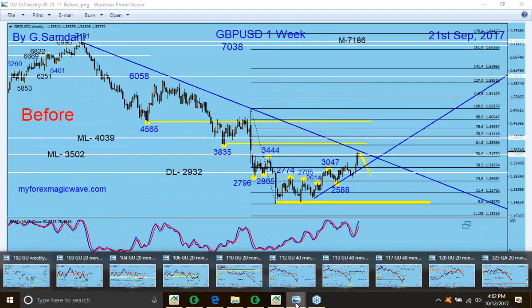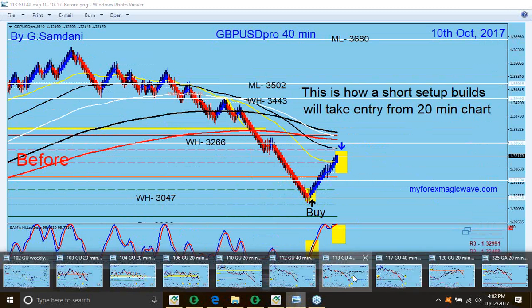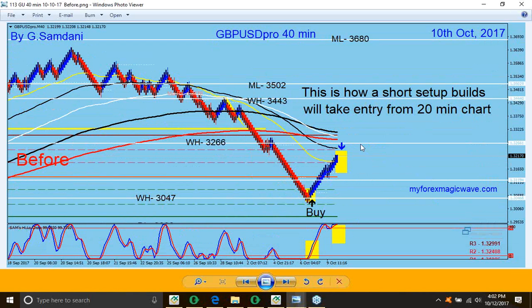So anyway, I made this chart to show this is how the setup builds, and once the entry shows up, I'll take it from the 20-minute chart. Because on the 20-minute chart, I only have to use an SL of 25 pip. If I take entry and then wait for a reversal candle on a 40-minute chart, that SL is 40 pip, around 35 pip. So it's a little bit more. So why wait? Waste that. You just take the entry from the 20-minute chart. So what happened?